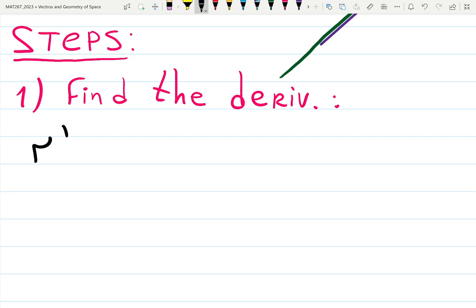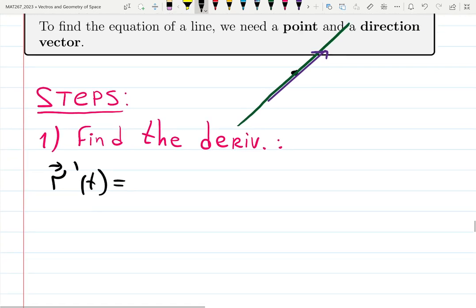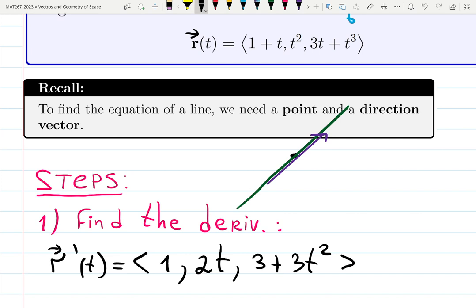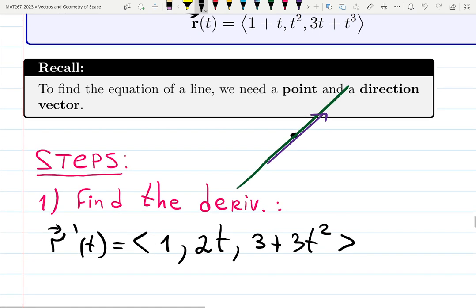R prime, and it's a vector, right, of t is, I'm looking at the original R. 1 plus t gives you 1. T squared, 2t. 3t plus t cubed plus 3t squared. Amazing. Good job, people, remembering that. That's nice. Step 1. You see, you're already done with step 1.